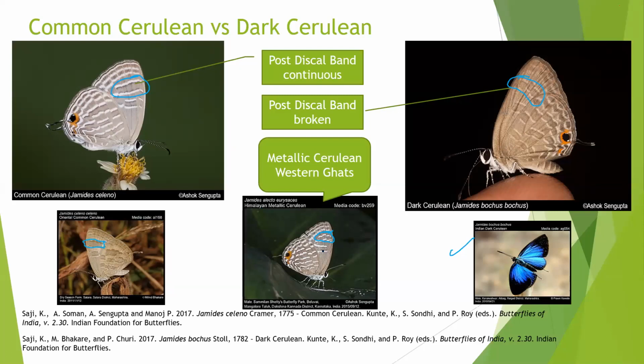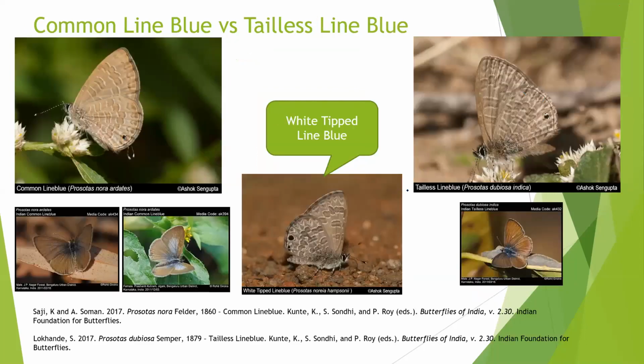In the case of metallic Cerulean and dark Cerulean, the forewing post-discal band is broken. That's how we differentiate between these three Ceruleans. Now the line blues, the more crooked group. The common line blue has a tail, and the tailless line blue does not have a tail.